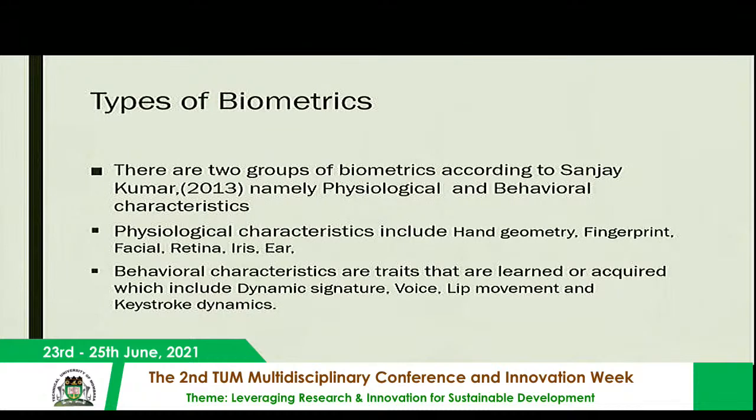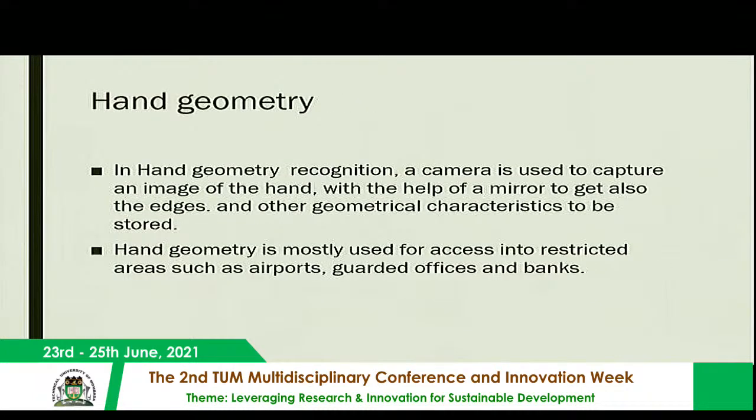Next, we look at the types. There are two groups. We have one, the physiological, and the behavioral. Those are two major groups of biometrics technologies.